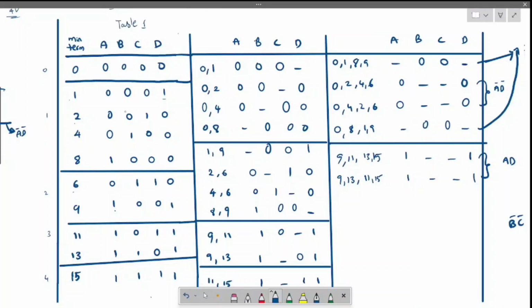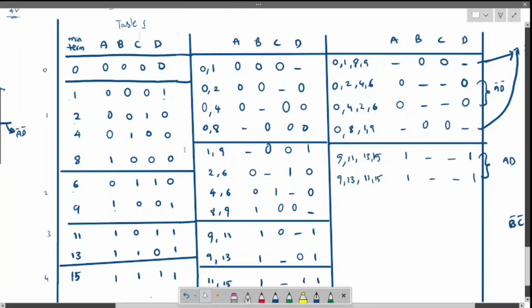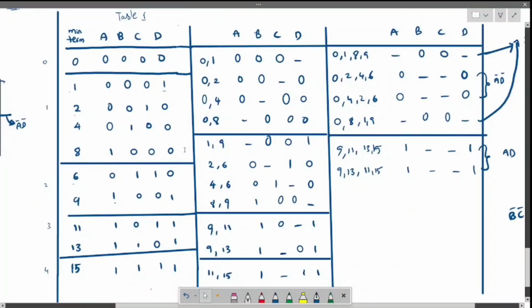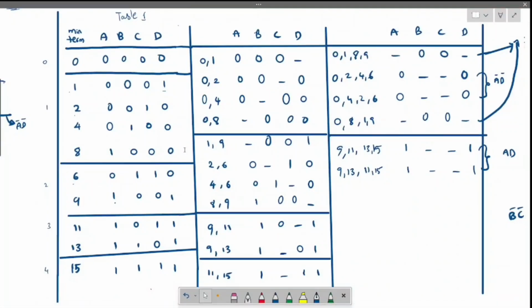We will move step by step. I hope you got the idea up to this. Up to table 1 only, don't get confused. Up to table 1 it is such an easy process, but it is a lengthy one. I hope you got the idea on table 1. If you're not getting it, please rewatch this. After getting table 1, we will move to table 2.